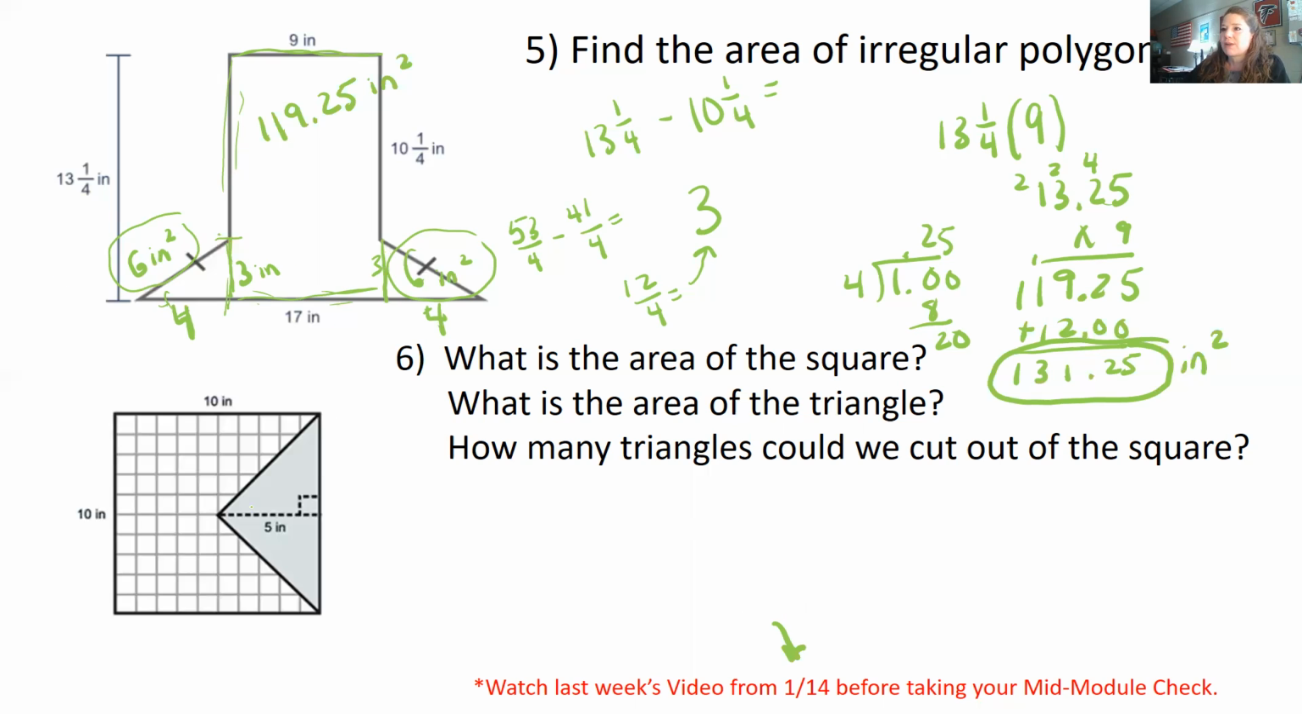All right, so what about the area of the square? So this whole thing right here. All right, so we have a 10 by 10, right? So 10 by 10, 10 inches by 10 inches. The area of the whole square is 100 inches squared.